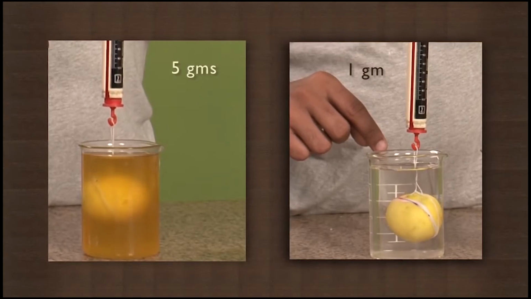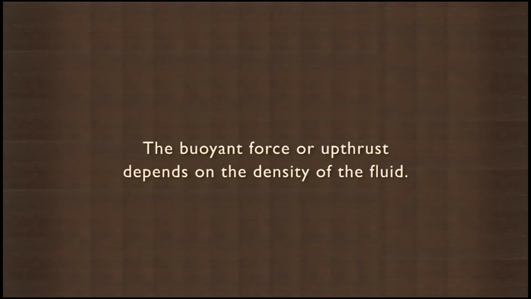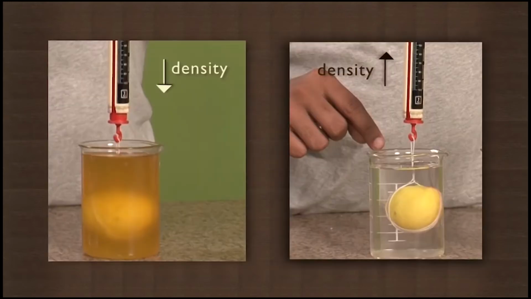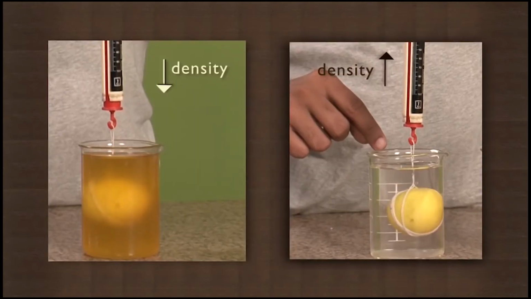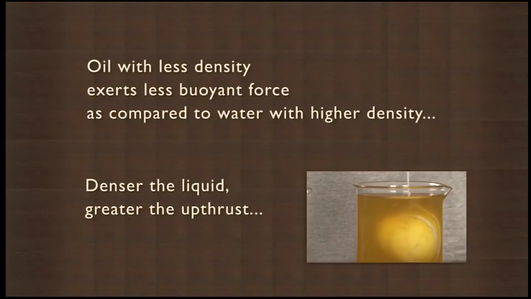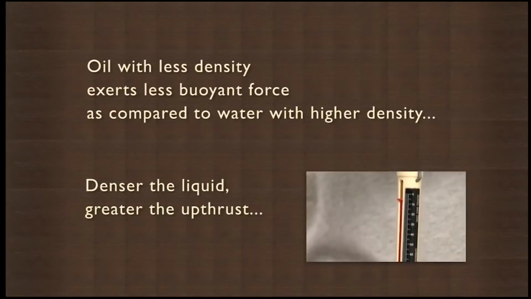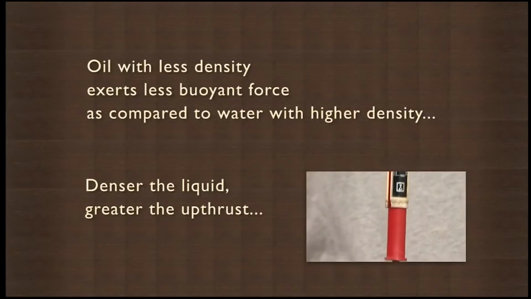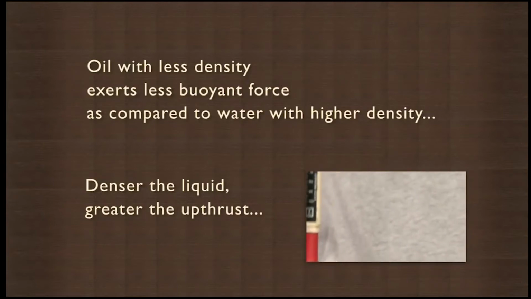The answer is density. The buoyant force or upthrust depends on the density of the fluid. The density of oil is less than that of water. Density is the mass per unit volume of an object. From this experiment, it is clear that oil with less density exerts less buoyant force or upthrust as compared to water with higher density. So denser the liquid, greater is the upthrust.